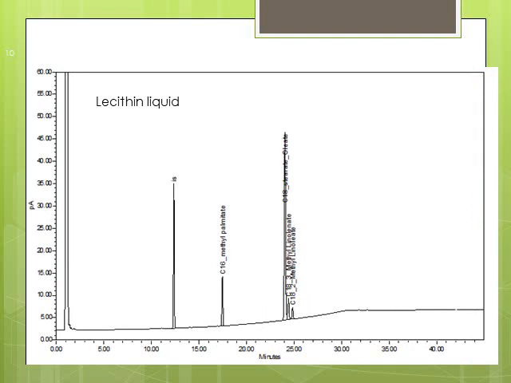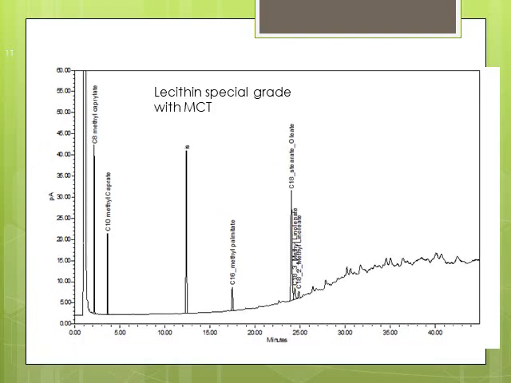The next is a liquid lecithin. Again, the source is soya, and it is very similar to the previous chromatogram. We only see C16 and a group of C18s. This is a special lecithin, which is fractionated lecithin, and it also has MCT. And I believe this is from soya. We see C16, a group of C18, and then the C8 and the C10, which are caprylic and capric acid, which come from the MCT present in the lecithin.